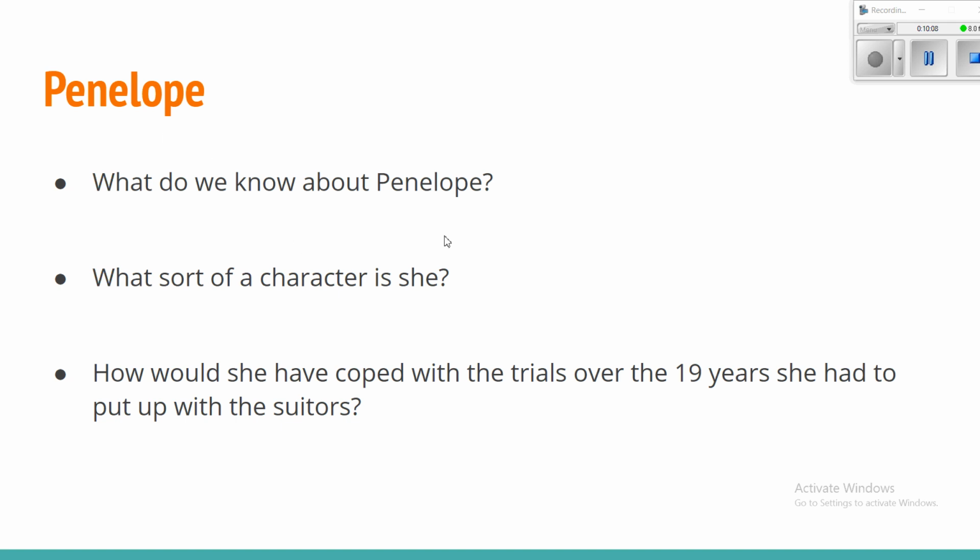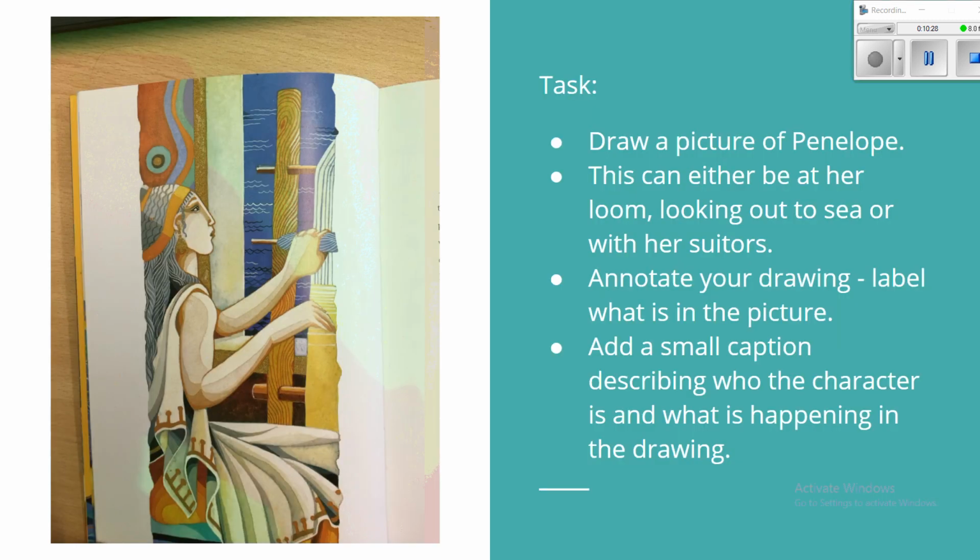So what do we know about Penelope? Just have a little think to yourselves. What sort of character is she? How would she have coped with the trials over the 19 years she had to put up with the suitors? How would she have coped with the suitors trying to ask for her hand in marriage? How do you think she coped with all that over the 19 years when Odysseus was away? Just have a little think, please.